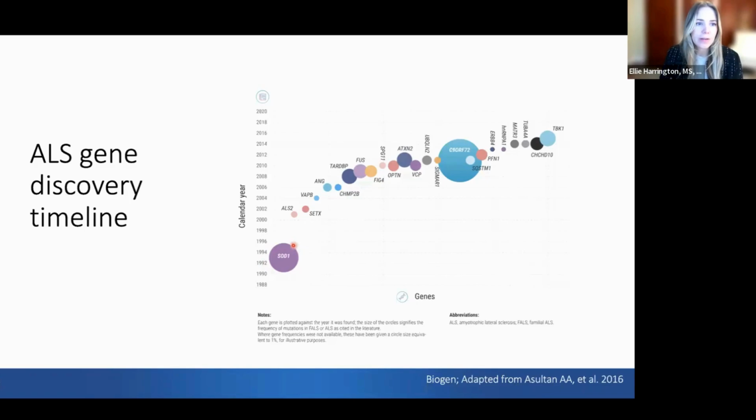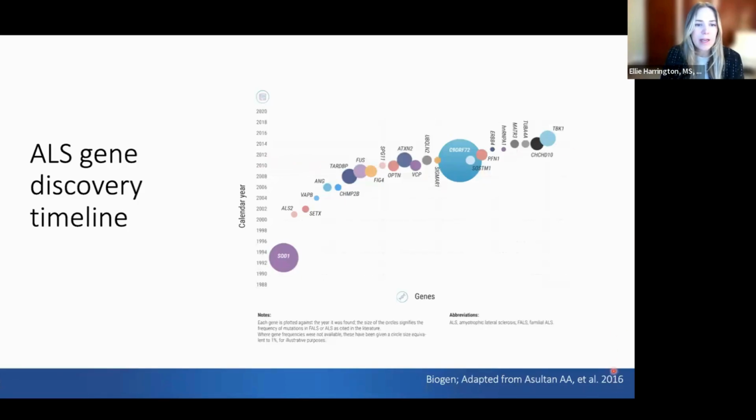So the 2 biggest circles on this graph here are SOD1, which is the second most common gene associated with disease. The largest circle here is C9orf72. We call it C9 for short, which is the most common genetic cause of ALS, which was discovered in 2011. This is a little bit old of a publication.